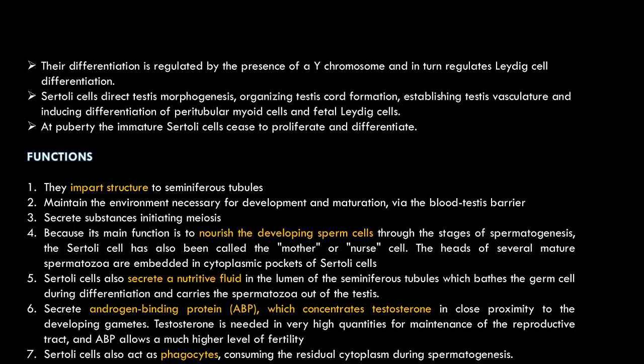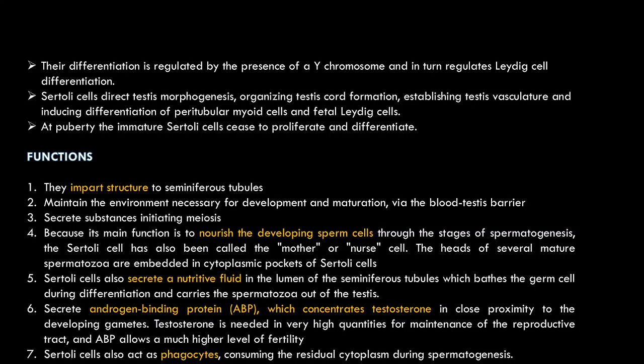What are the major functions? First of all, they give structure to the seminiferous tubules. They maintain the environment which is necessary for the development and maturation of the sperms. This is done by the maintenance of a blood testis barrier. And they secrete many substances which initiate meiosis during the process of spermatogenesis. They help in nourishing the developing sperm cells. That is why they are also called mother cells or nurse cells.